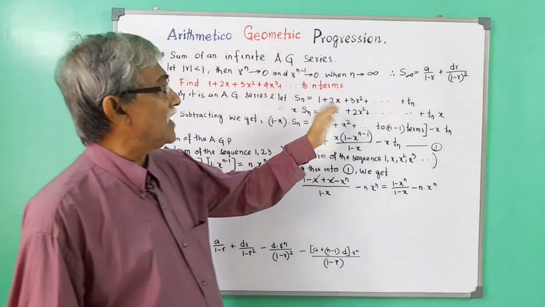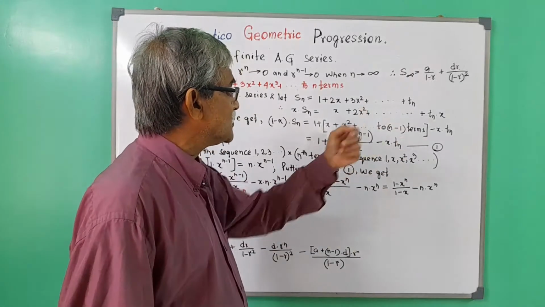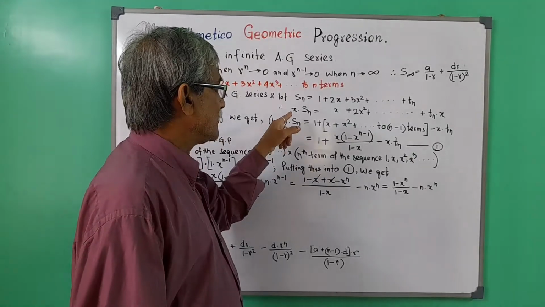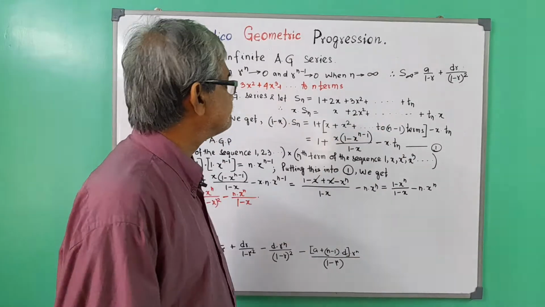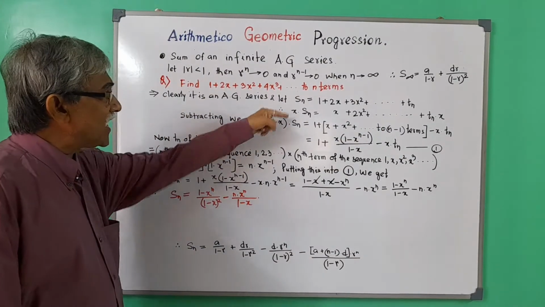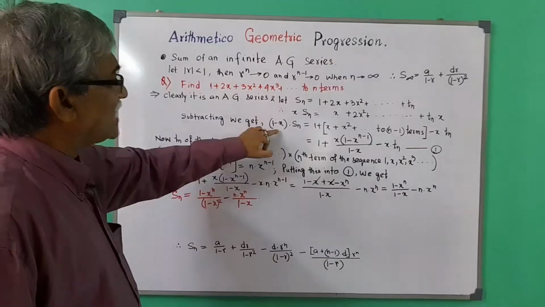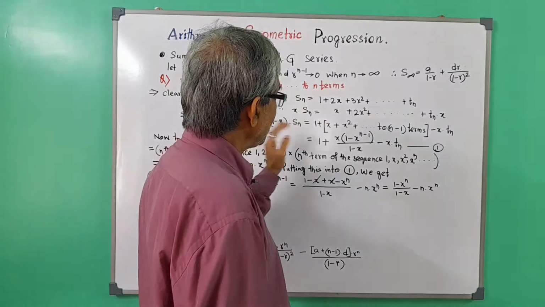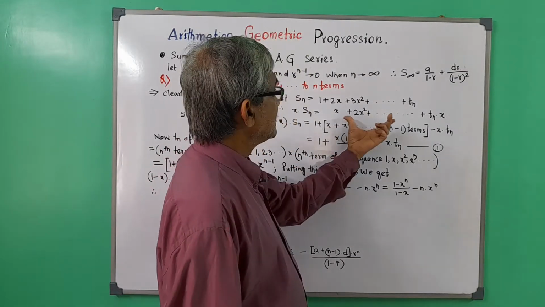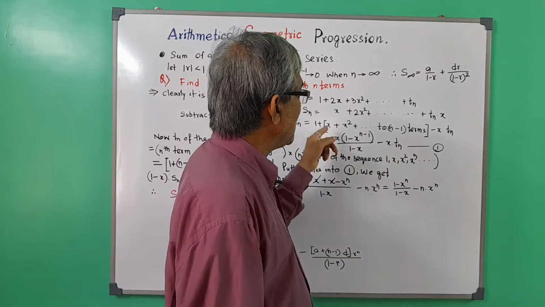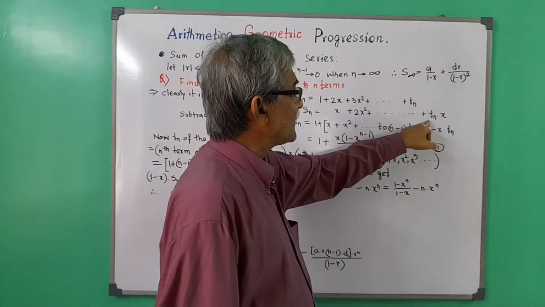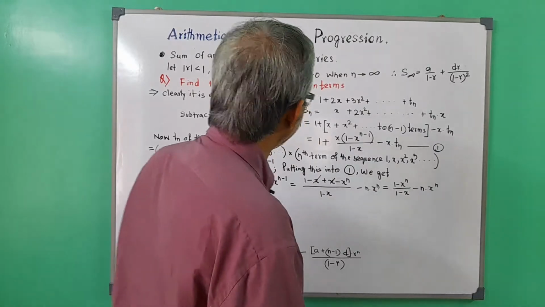And let the sum be Sn. So Sn equals 1 plus 2x plus 3x square plus up to the nth term. Now why did you multiply both sides with x? So x into Sn becomes this. Now if you subtract these two, you get 1 minus x whole into Sn is equal to, we are keeping the 1, plus this subtraction will be the result of this, and this is definitely n minus 1 terms, and this is the last term, that is minus x into Tn.